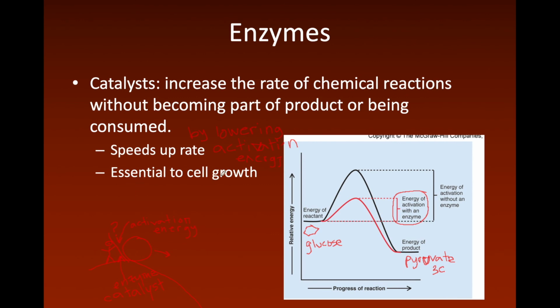Enzymes are therefore essential to cell growth because without them, even reactions that seem like they would normally proceed, many of these exergonic reactions that release energy, still require energy of activation. So without catalysts or enzymes, these reactions might not proceed in a biological system, or if they do, they would proceed at a rate that's much slower than what is required for cell growth.